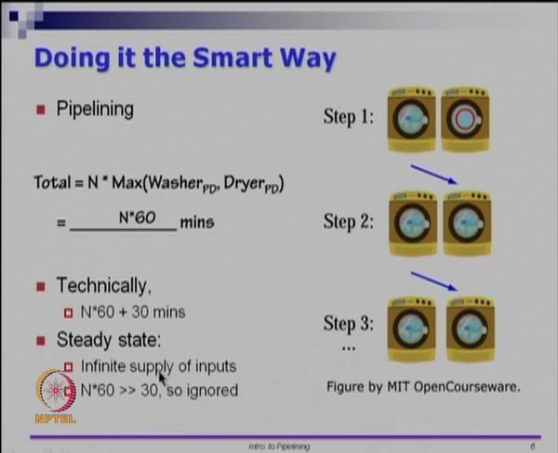So, in the steady state, if I have an infinite supply of inputs, then n into 60 will be much greater than 30. So, saying that the total time taken if you have a pipeline system is n into 60 minutes is okay. Imagine n being 10, 20, 100 and so on. If I want to wash 100 loads of clothes, this 30 minutes is not a big deal. The very first 30 minutes that you use when the dryer is not being used is not a big deal. So, n into 60 is a good enough approximation. We can forget the fact that we took another 30 minutes in the beginning.